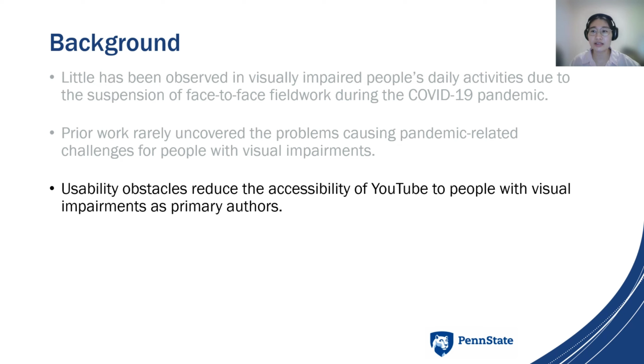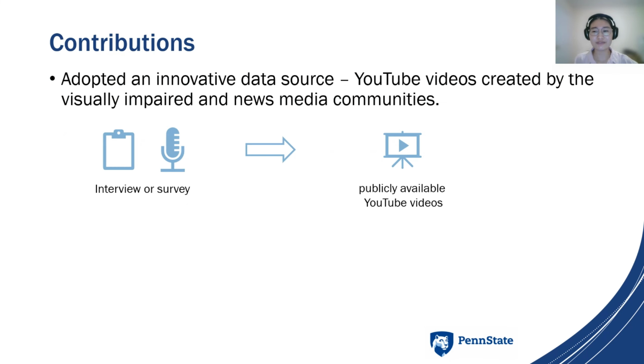Researchers have analyzed a specific type of video, namely visually impaired people tag videos that were created by visually impaired vloggers only. However, usability obstacles such as video editing issues reduce the accessibility of this channel to people with visual impairments as primary authors. To alleviate this problem, we use a different data source, existing YouTube videos.